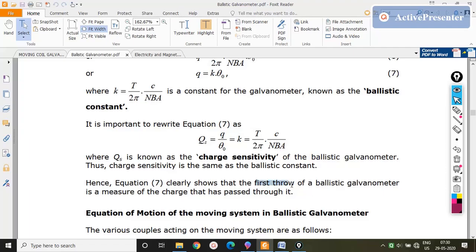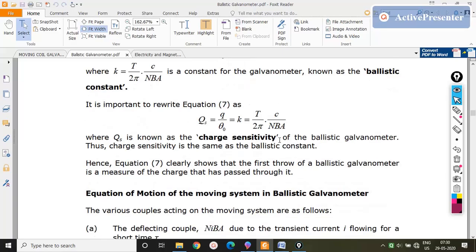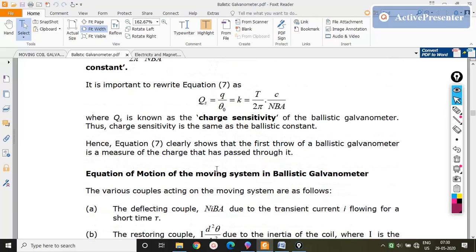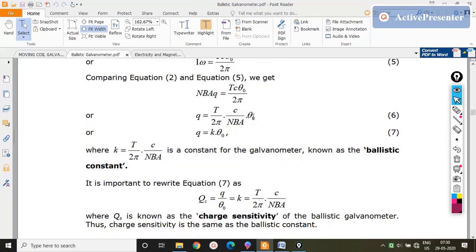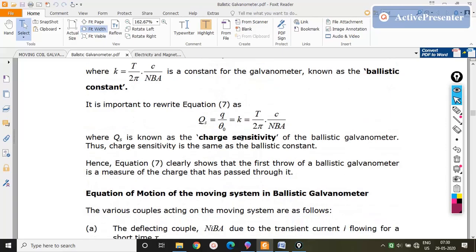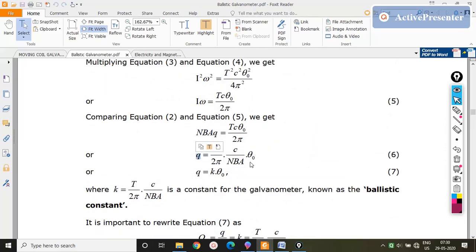This first throw of the ballistic galvanometer, we call it theta naught. That is, the current goes and the first deflection occurs in the spot in the lamp and scale arrangement. When that happens, the first throw observed, which I call theta naught, is linked with the charge by this expression. So the first throw of a ballistic galvanometer is a measure of the charge that has passed through it. The more the charge, the more the deflection. That is also very clear from equations 6 and 7.